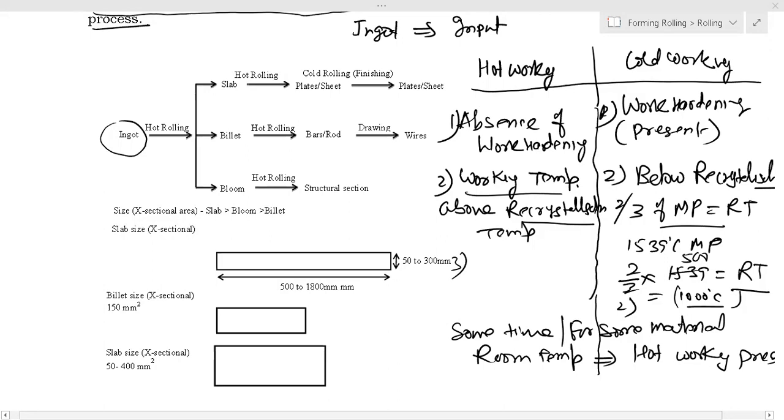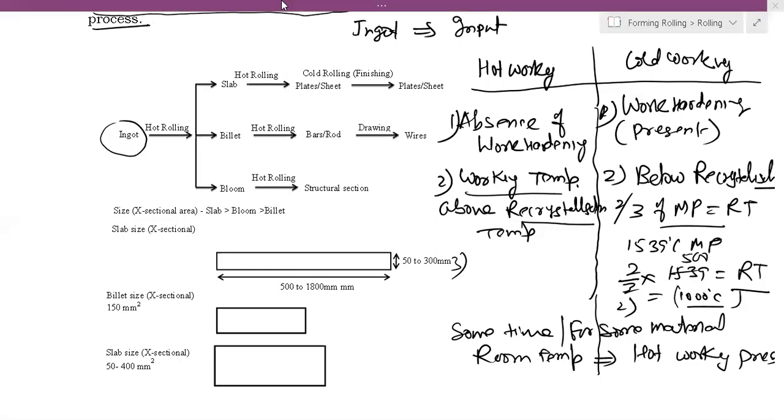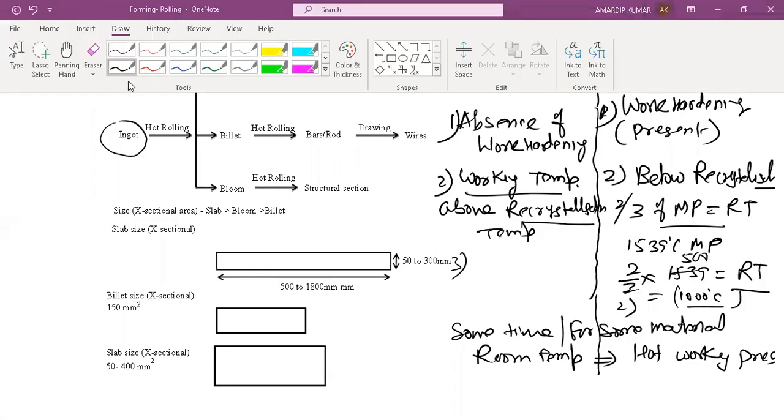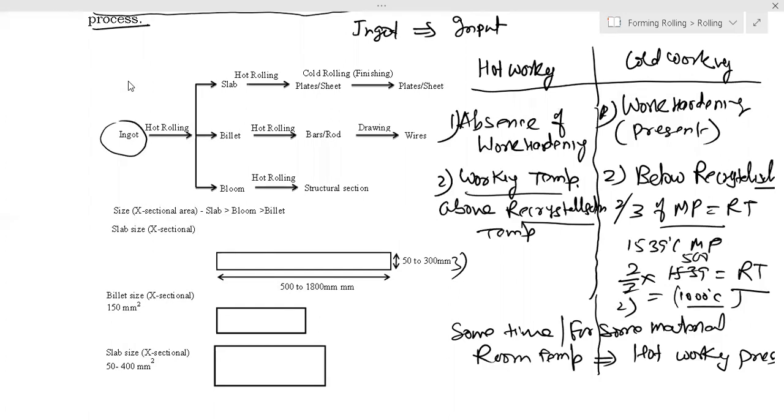Okay, clear, Prasad? Or whether I need to discuss more, then we will not be able to complete the rolling process. Is it clear to all? Do you have any doubt?